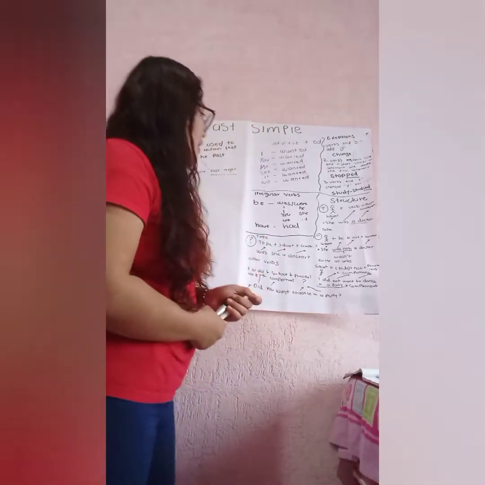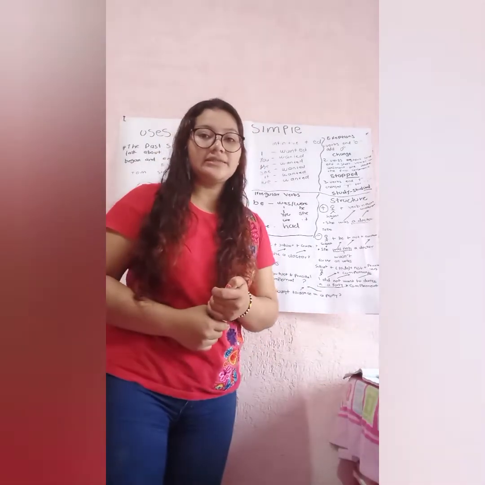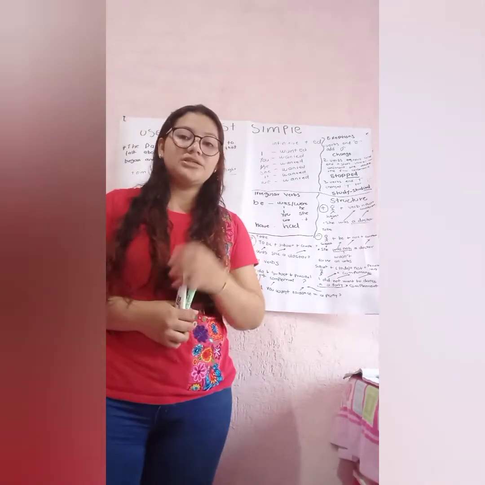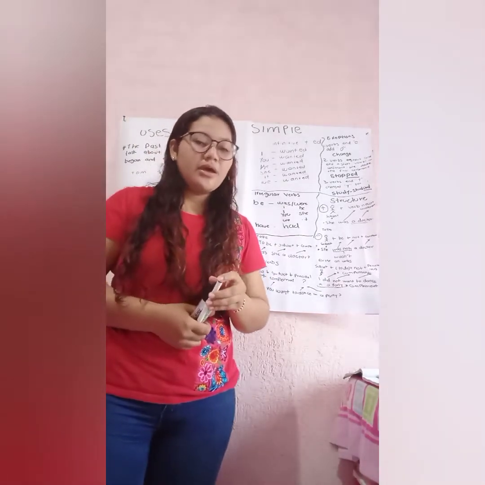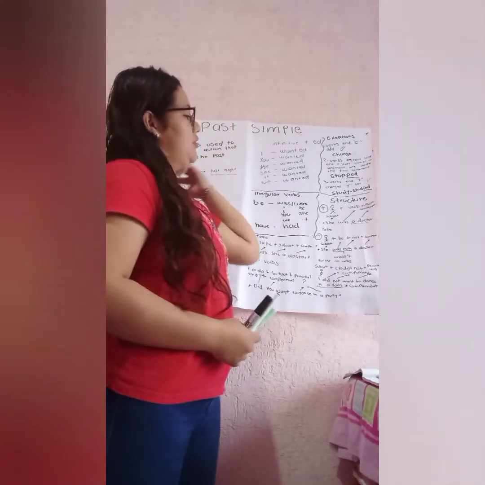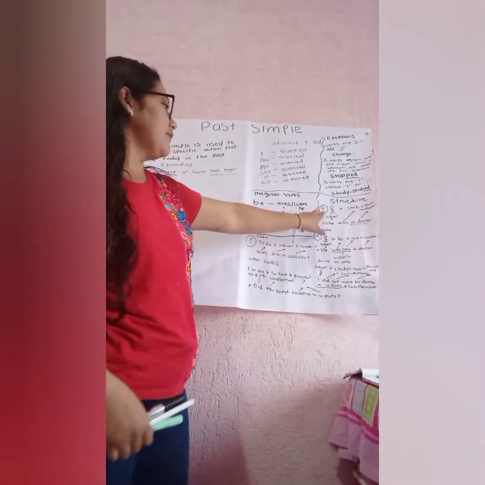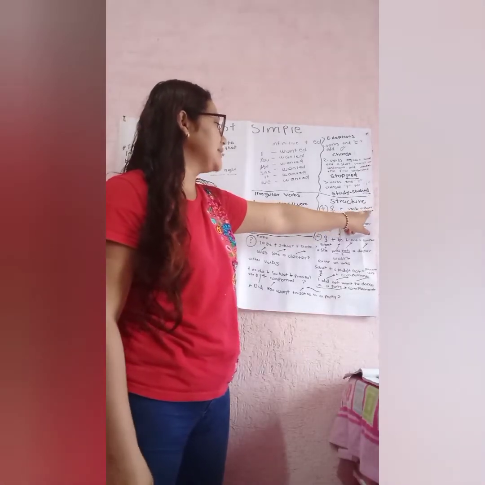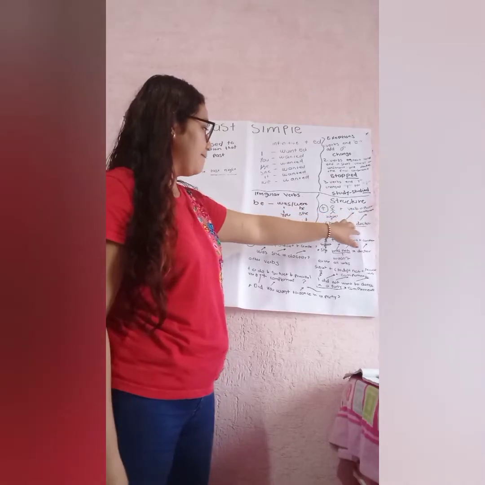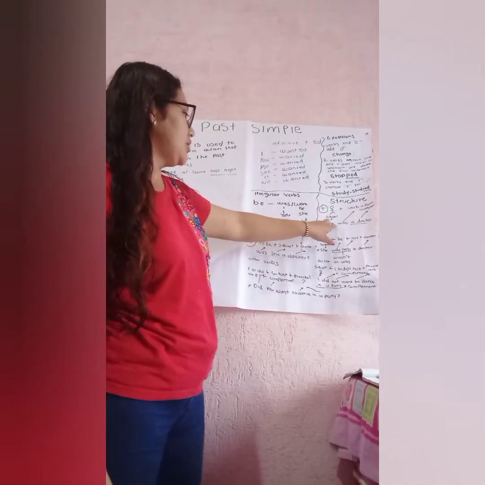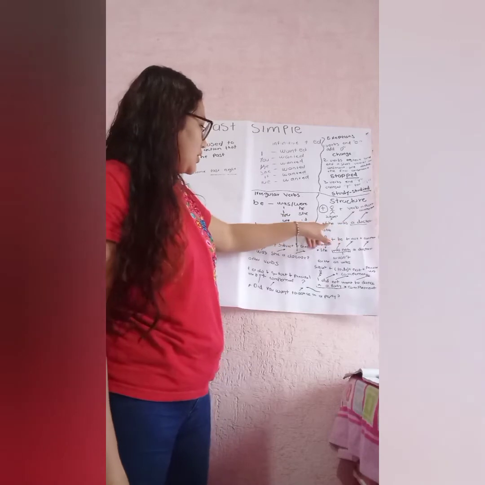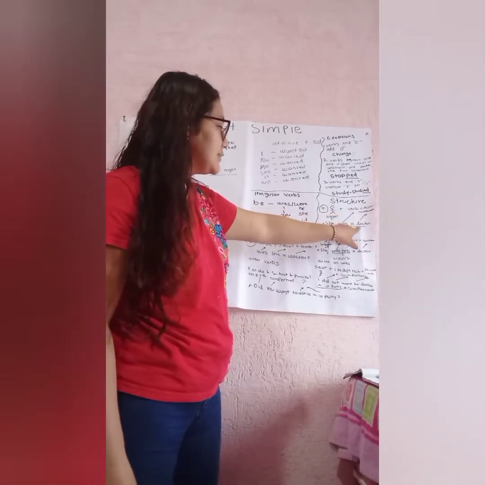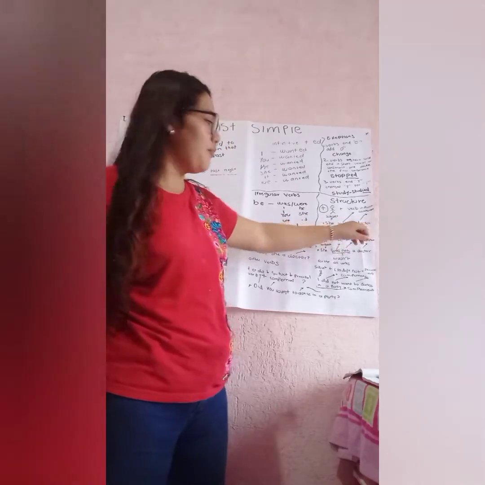Okay. The structure for this is very simple, but you need to pay attention to create this form. We start with the affirmative structure. We need to have a subject plus verb in past plus complement. For example, she was a doctor. She is the subject. Was is the verb in past. A doctor is the complement.